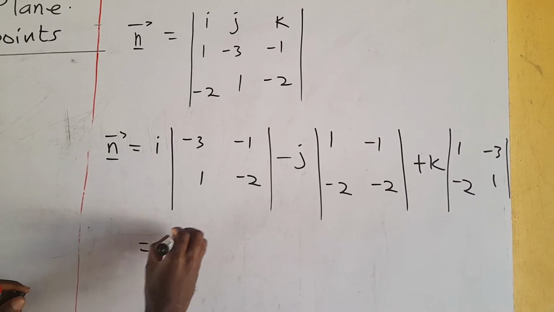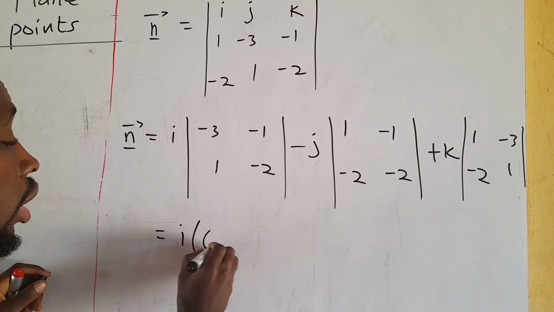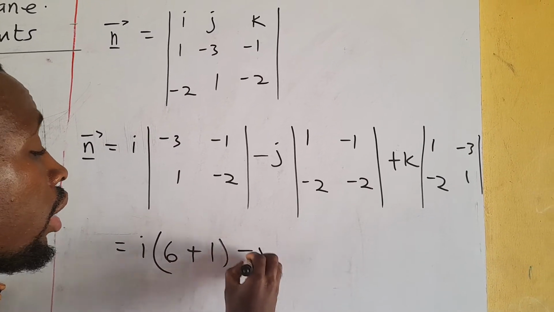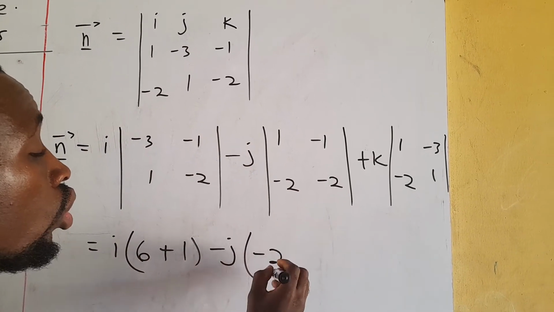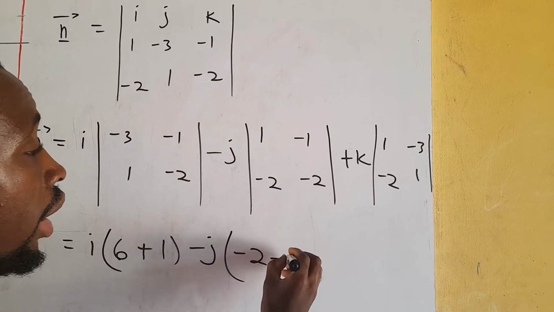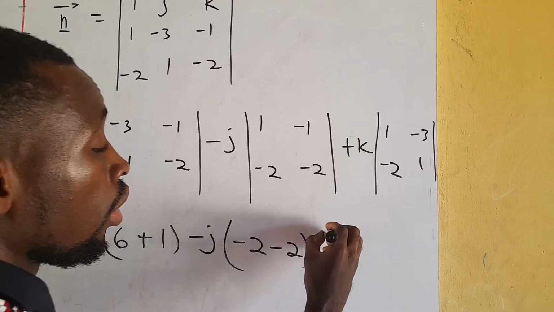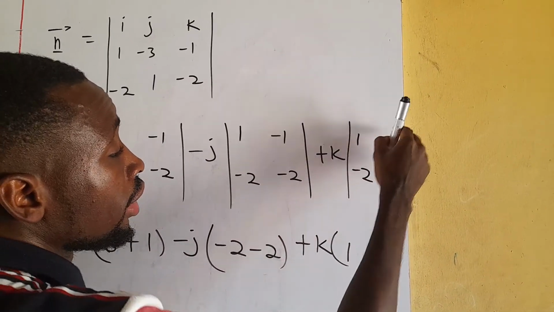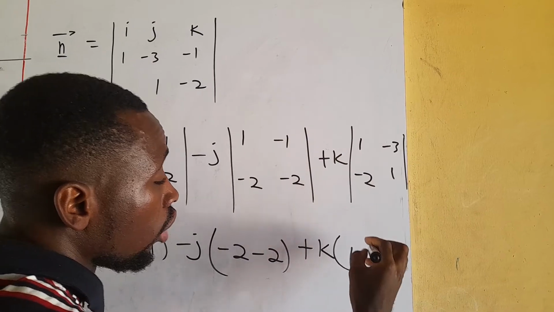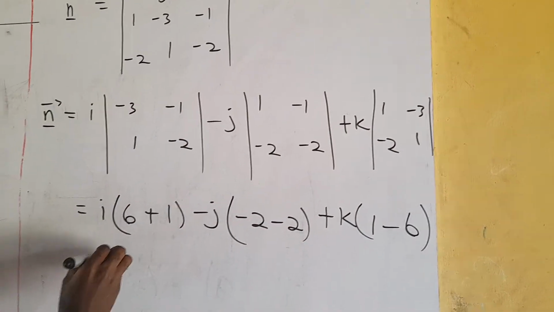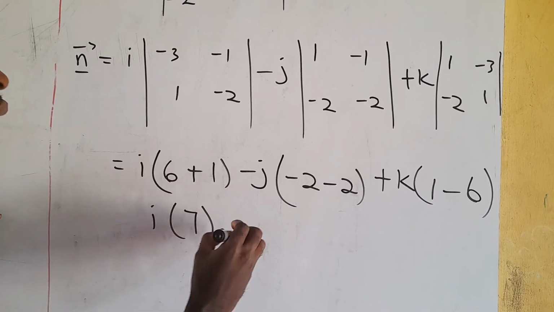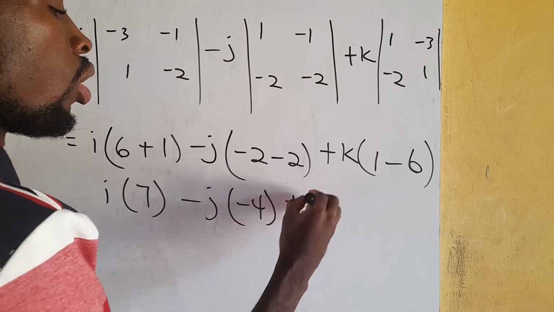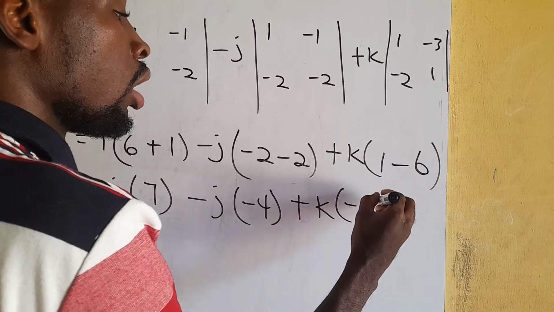So this will be i bracket: this times this, that will be 6, minus this times this, that will be minus 1, so plus 1. Minus j, this times this is -2, minus this times this is 2, so minus 2. Plus k, this times this is 1, minus this times this, -2 times -3 is 6, so minus 6. So I have i times 7, 6 plus 1, minus j, -2 minus 2 is -4, plus k, 1 minus 6 is -5.